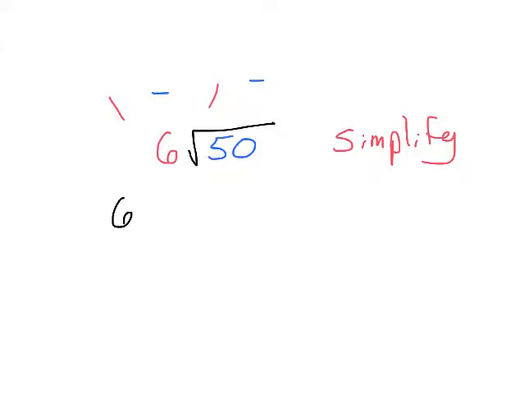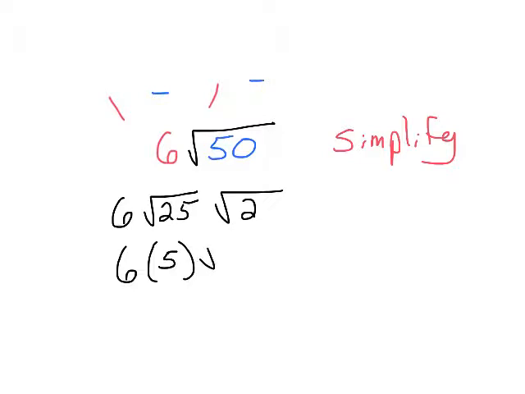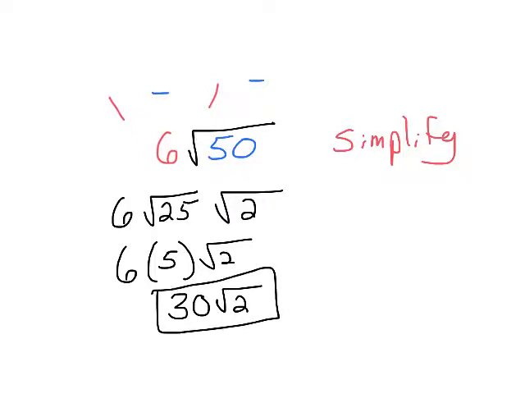My 6 is a coefficient. He stays out in front. The largest perfect square that is a factor of 50 is 25. 25 times 2. And then I take the square root of 25. I leave my radical 2. And I multiply the coefficients. So the final answer is 30 radical 2.